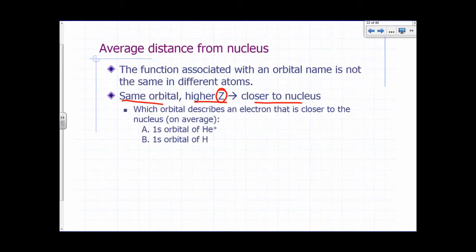So here's a question. Which orbital describes an electron that is closer to the nucleus on average? A 1s orbital of helium plus or 1s orbital of H? Okay. Same orbital, right? But helium plus has Z equals 2, hydrogen has Z equals 1. So the electron in helium plus will feel a stronger pull from the nucleus, and so this would be closer to the nucleus.